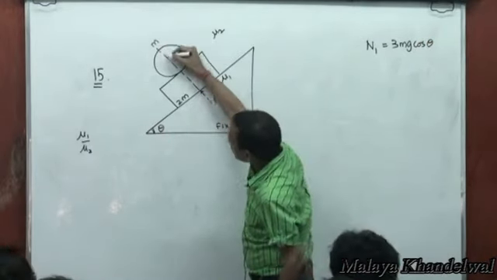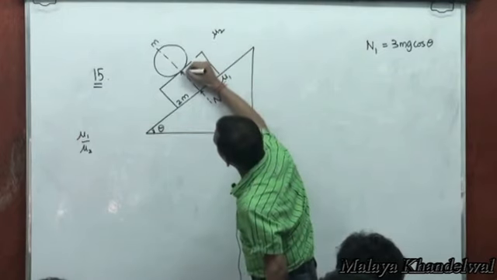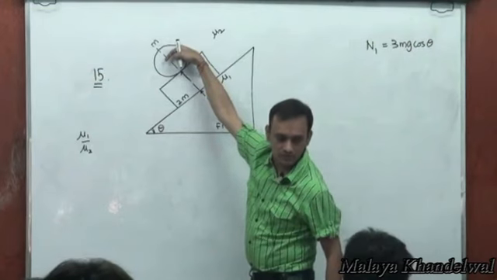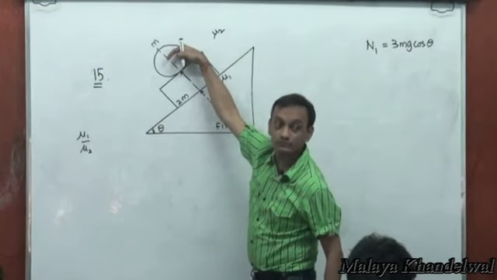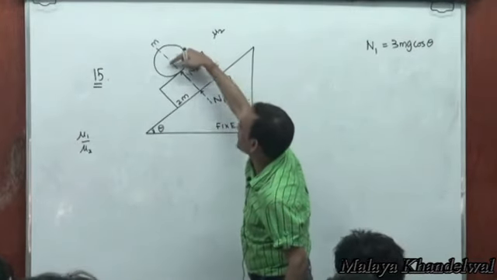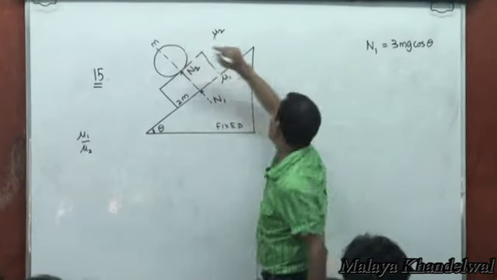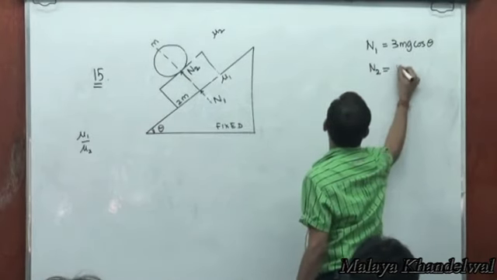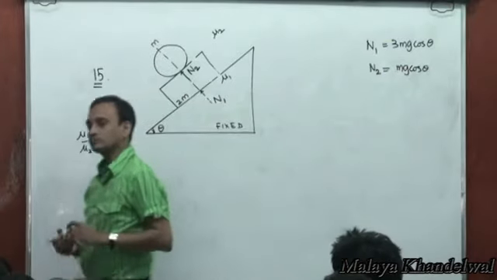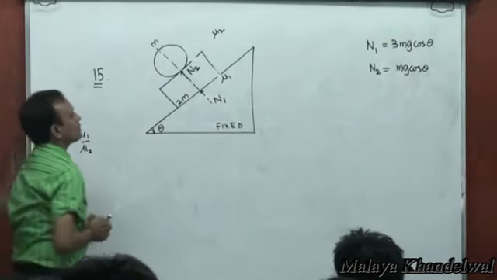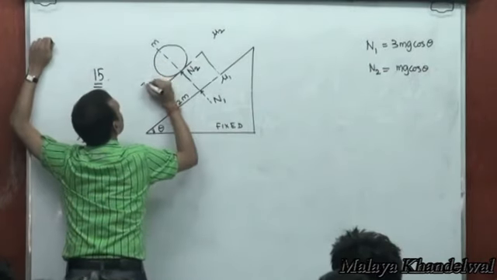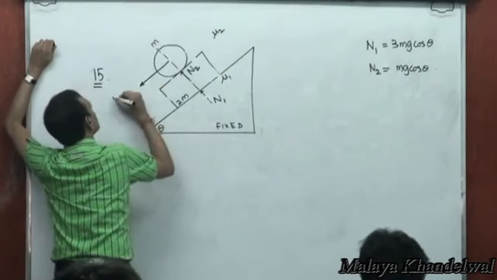And there is normal reaction between the plank and the sphere. Is it sphere or disk? Sphere. Okay, so that's N2. N2 then takes care of mg cos theta, right? Now, the other forces on the sphere, there is going to be mg sin theta.